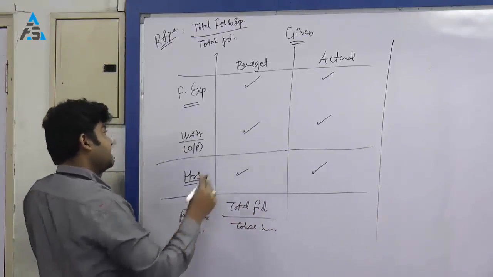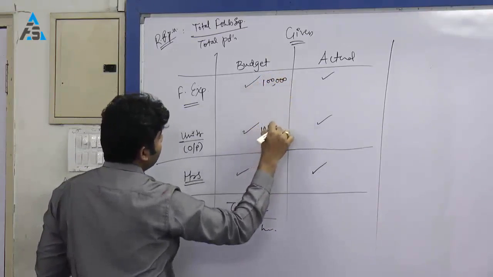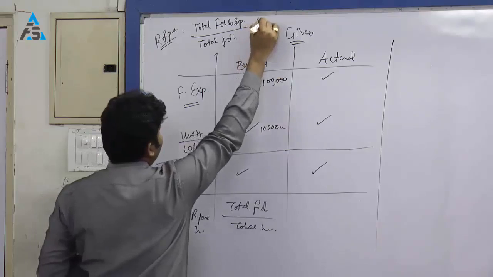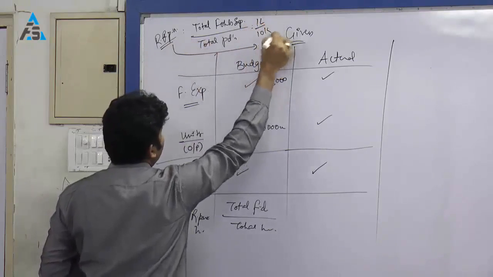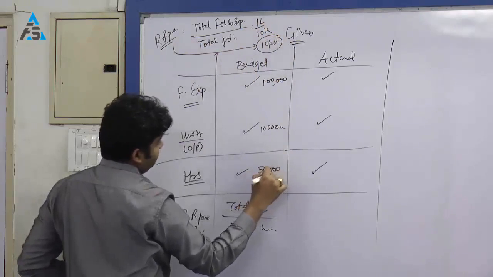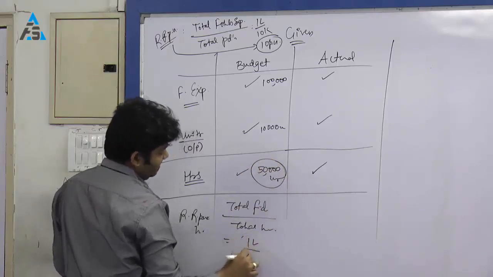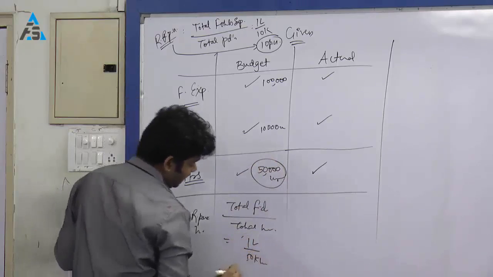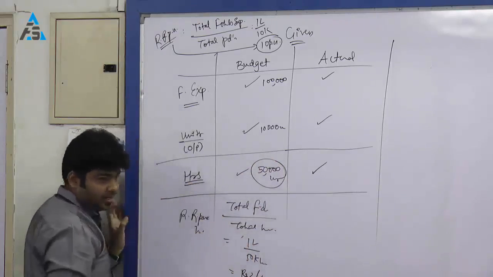Just for instance, assume this to be 1 lakh, and assume this to be 10,000 units. So it will be 1 lakh divided by 10,000 units. Your recovery rate per unit will be 10 per unit. Assume this to be, say, 50,000 hours. So total fixed overheads of 1 lakh divided by 50,000 hours will give me rupees 2 per hour. Correct?